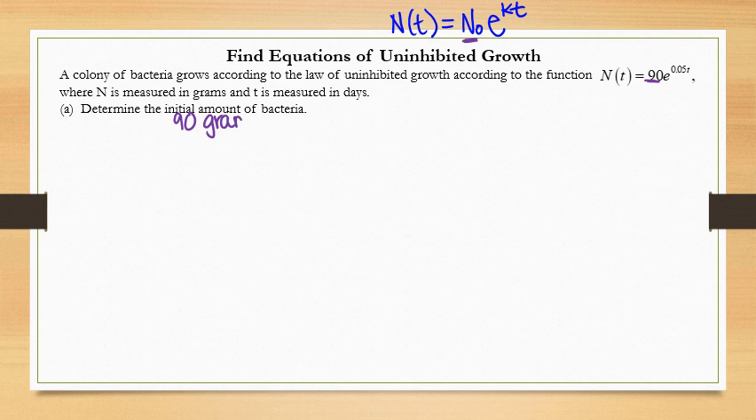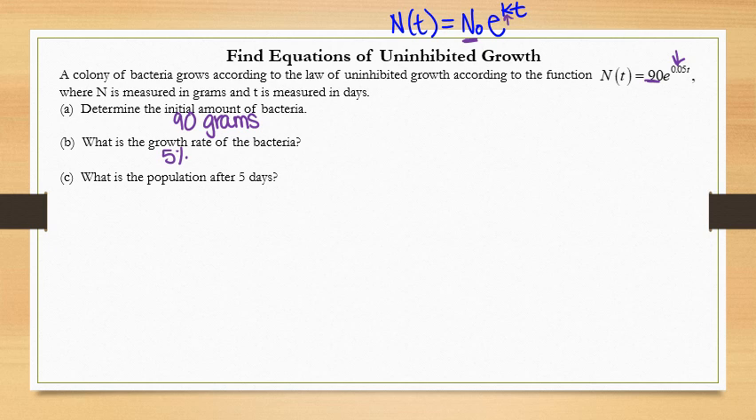And make sure that you're putting your units. What is the growth rate of bacteria? So the growth rate is the k value. You can see the k value right here is 0.05. We want to make sure that we're writing it as a percent. So 0.05 is the same thing as 5%.